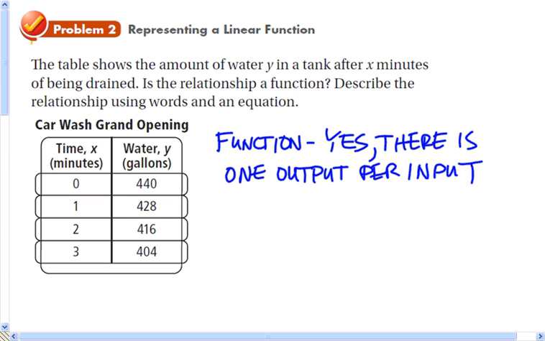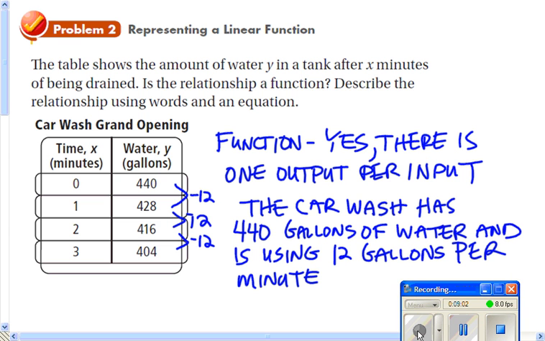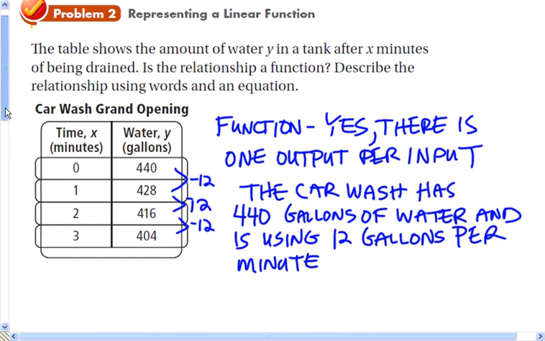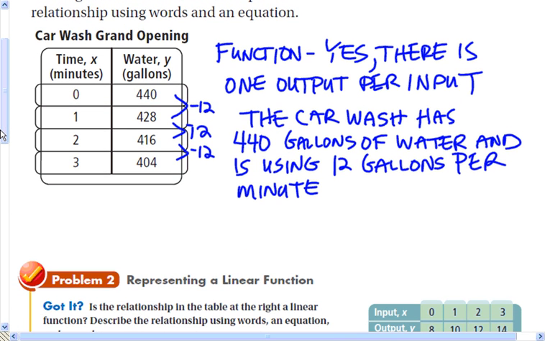All right, and we want to represent this with words. With words, we're going to say something like the car wash started with 440 gallons of water. And if you'll notice here that it is decreasing by 12 gallons per minute. So the car wash has 440 gallons of water and it's using 12 gallons per minute.